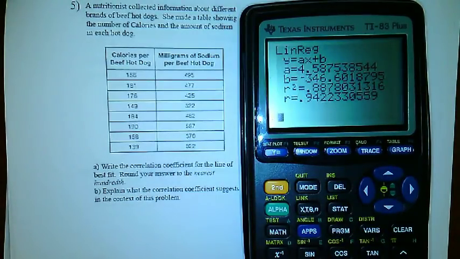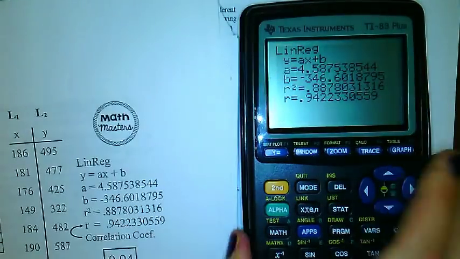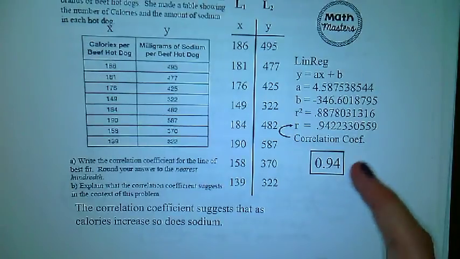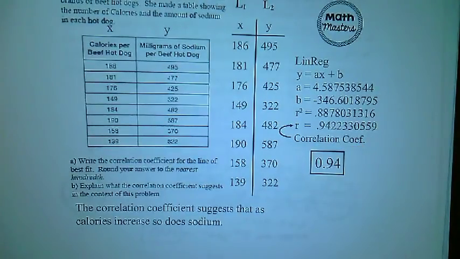And to explain what this means, it says a nutritionist collected information about different brands of beef hot dogs. She made a table showing the number of calories and the amount of sodium in each. So the correlation coefficient suggests that as calories increase, so does the sodium. So there is a strong positive correlation. Because it's a strong positive correlation, basically it just means that as one increases, the other does as well.